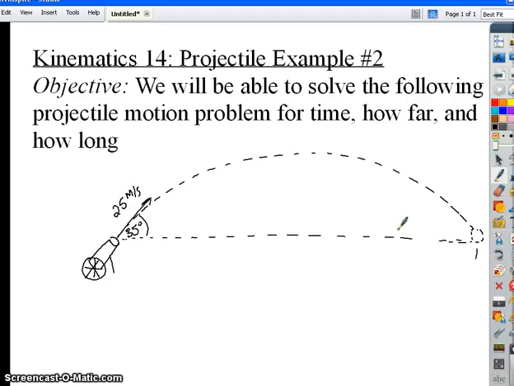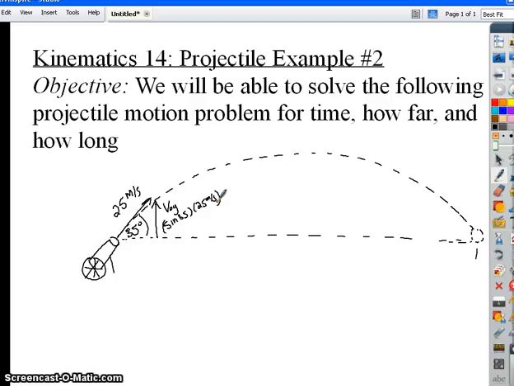So the first thing we need to solve for is we need to break this down into its components. That is essential for pretty much any projectile motion problem. Okay, so this side is going to be the velocity initial in the y direction. This is going to be equal to the sine of 35 times 25 meters per second. You should be getting used to this now and how I'm solving this.